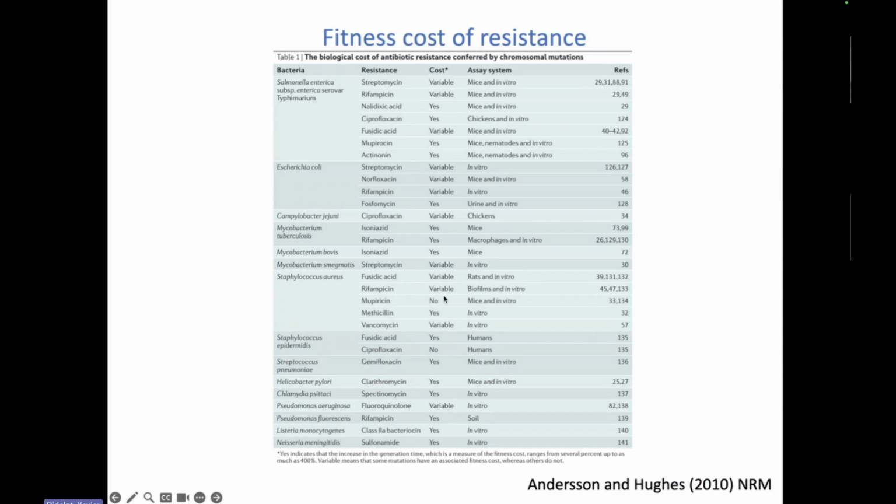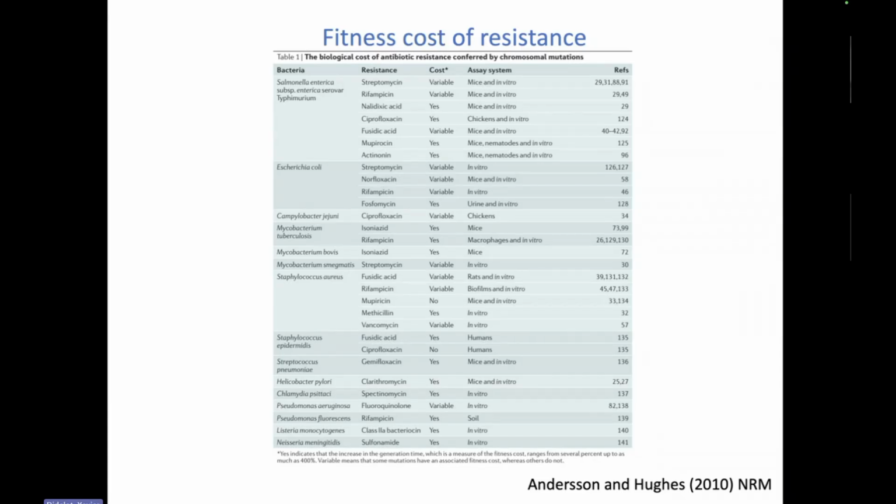The way they assess that in the studies is that they would do perhaps an in vitro assay to see if the resistant bacteria grow as well as a sensitive one, or sometimes they use animal models as well, or sometimes some studies are even in humans, as you can see. But very often we find that there is a fitness cost to resistance.